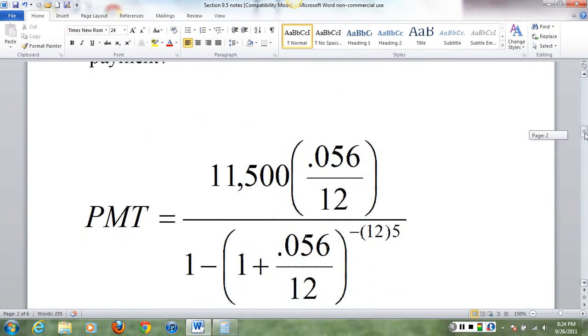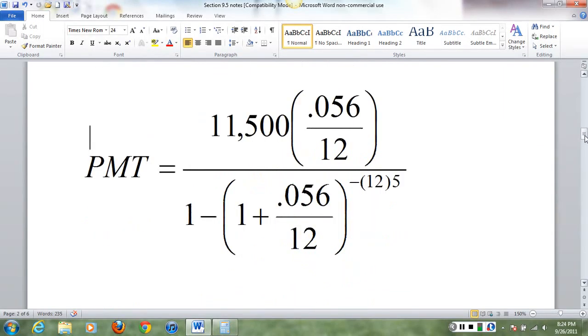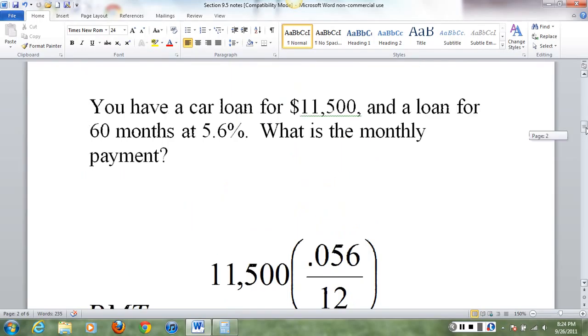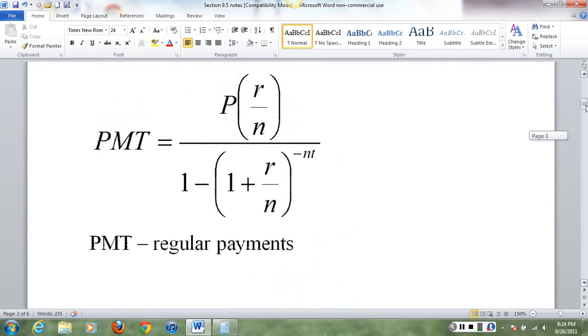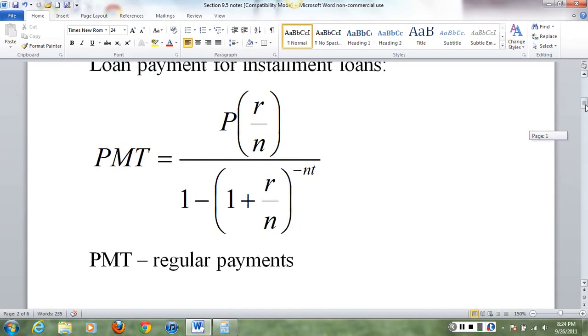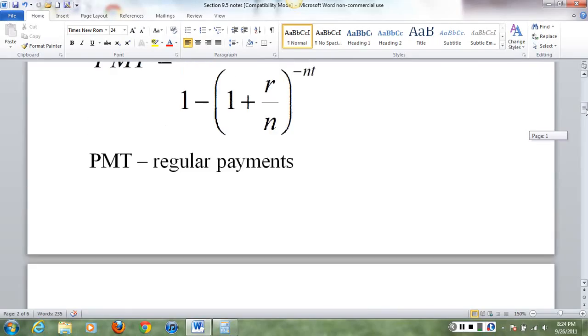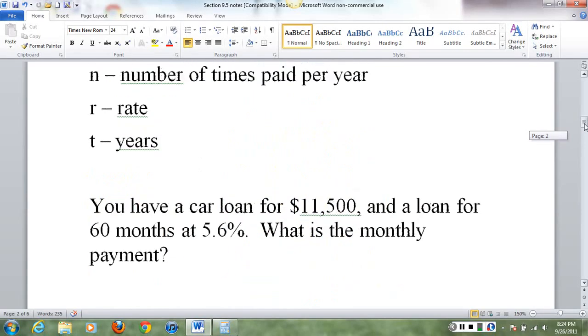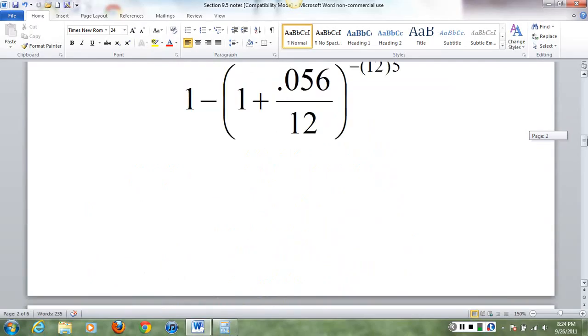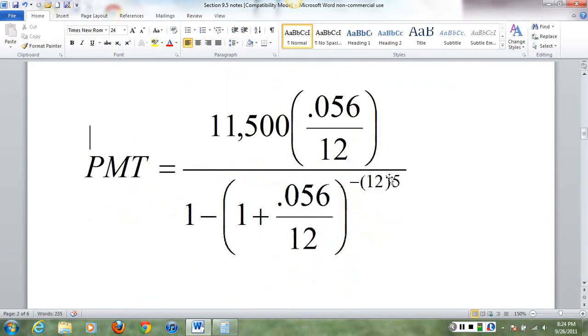Alright, again, here's our setup. $11,500 is the loan amount, 0.056 is the rate. N is 12 times per year because it's compounded monthly or paid monthly. That's our N. T, you notice, is not 60. It's 60 months, but T is in years. That's why it's 5 up here, not 60. Make sure when you do these problems, unless otherwise noted, you put your time in terms of years. Now here again, like the annuities, it's a matter of simplifying the problem.